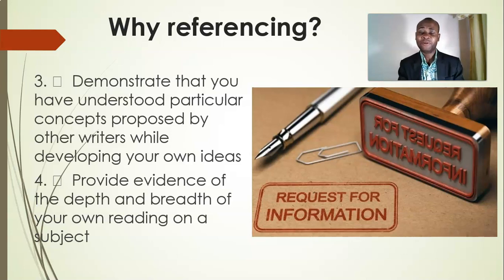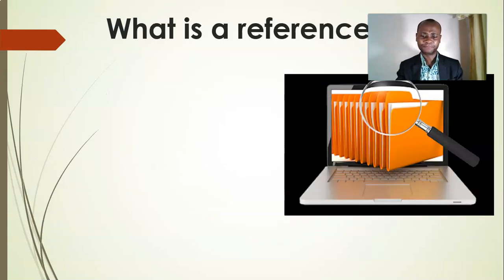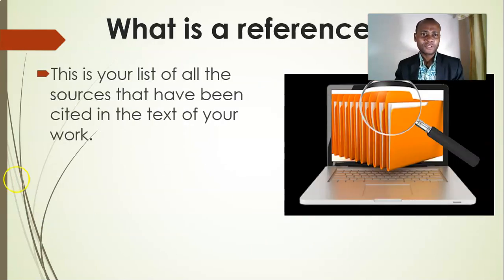Wow. So assuming I'm reading something and then wow, there's a reference there. Wow, this guy really read a lot. But if I don't really write any reference, your paper actually becomes boring. So you have to understand this. Okay. The next thing is the reference list. The reference list. So this is your list of all the sources that you have cited in the text.